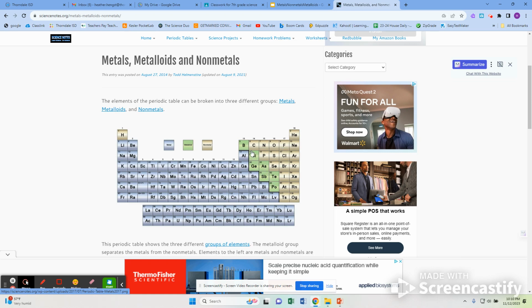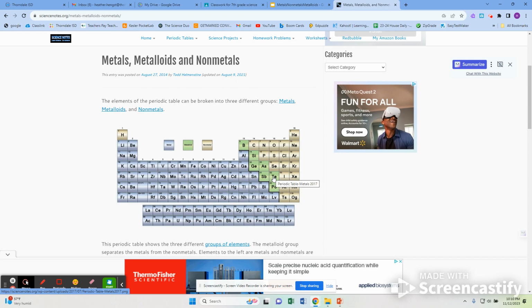So the staircase has the metalloids, and then you just have to know that these extra ones right underneath it are also part of the metalloids.